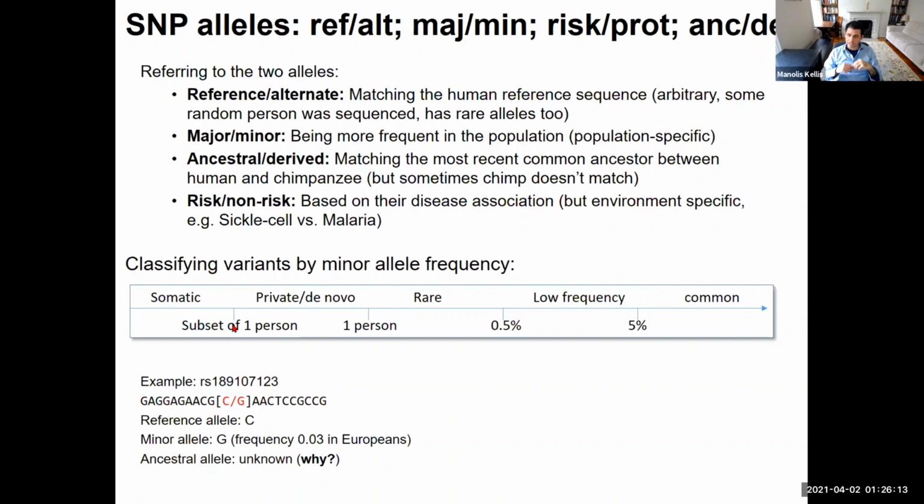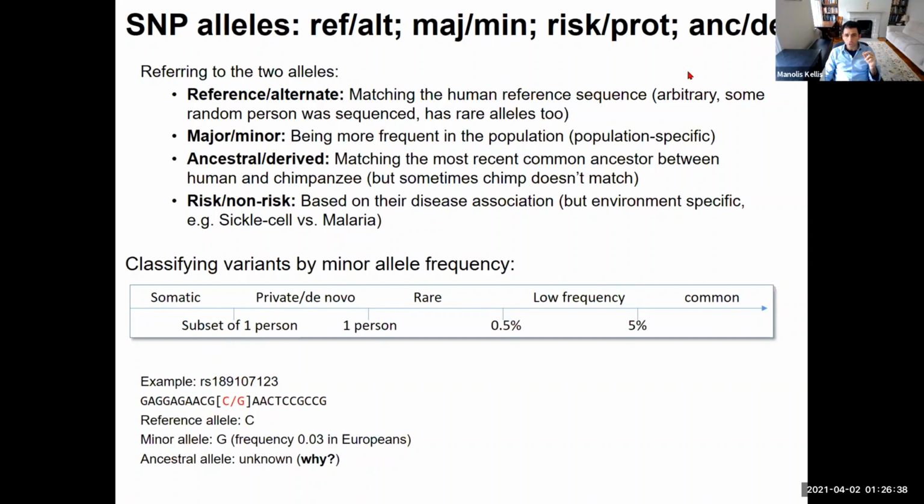Basically, these are variants that happen during your transition from a single zygote to a human being. During those cell divisions, you can actually have additional mutations where, for example, this part of my lung might have a G when the rest of my body has a C at that mutation because the progenitor cell that gave rise to that part of my lung has a G.